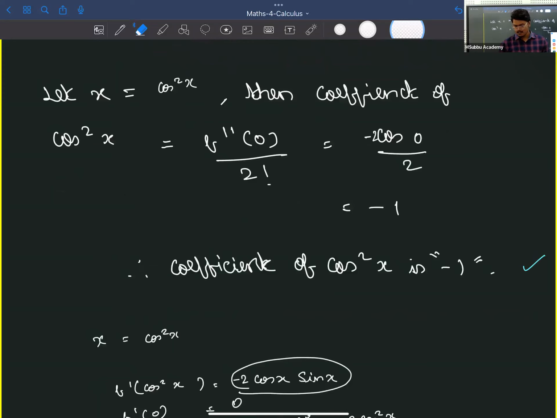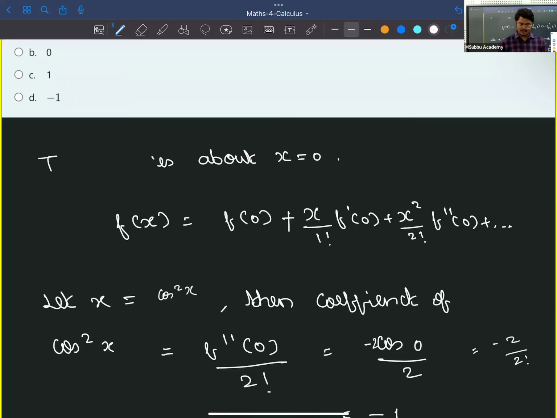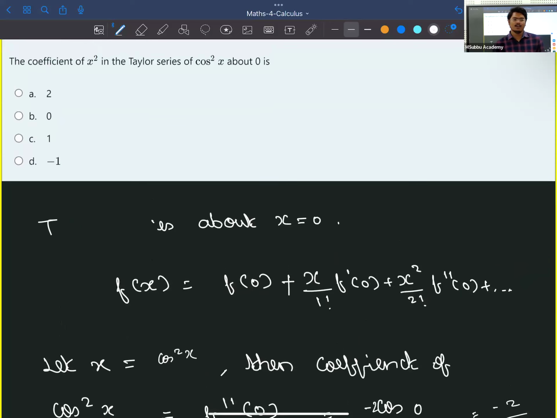So based on this, f double dash of 0 by 2 factorial is minus 2 by 2 factorial, which is nothing but minus 1, that's all. Same answer we get. Is this asked for cos square x, right? No, they have asked for cos x, sir has asked me. It is irrespective of the cos x. What they are asking is the coefficient of cos square x term. Sorry, maybe. Cos square x term.